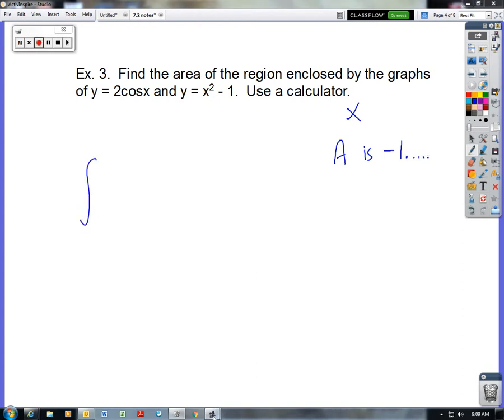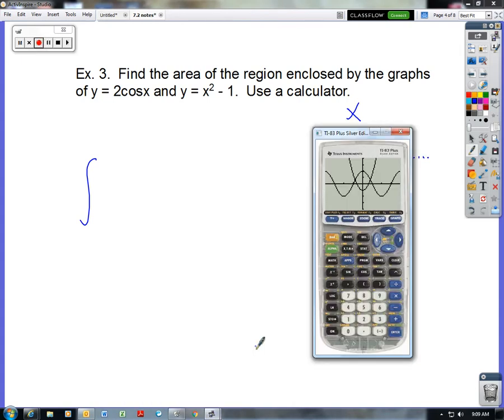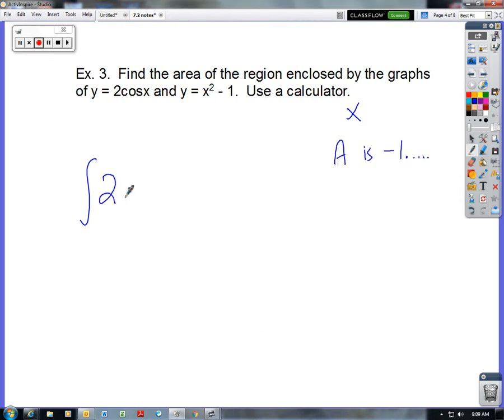So my integral is going to be, okay, the top curve, that's the trig function, the 2 cosine of x, minus the bottom one, in parentheses, dx, and then I'm going to go from -1, so a to the opposite of a. Now, because we're using a calculator, that means we get to use fnInt.